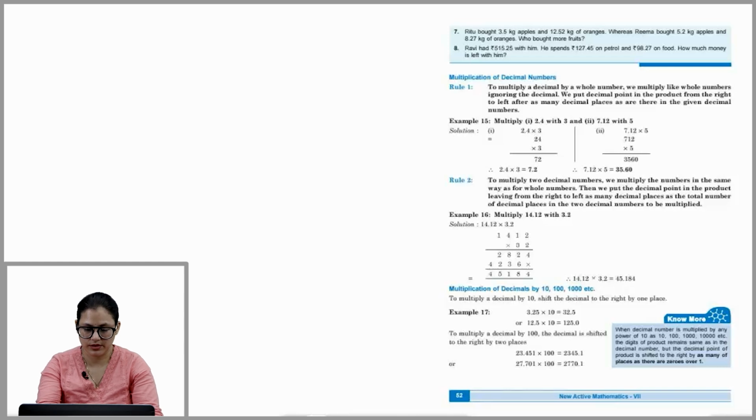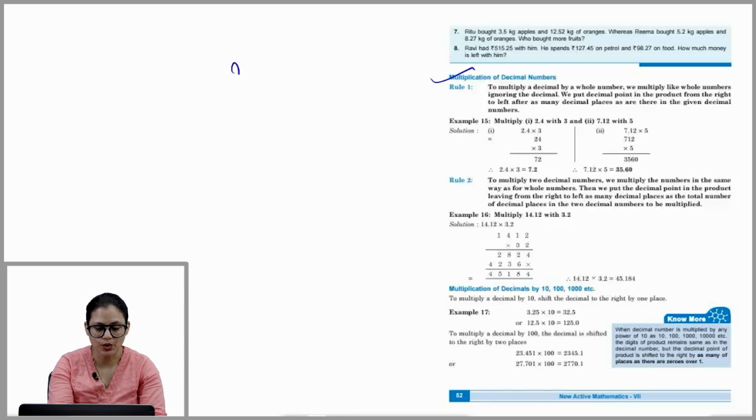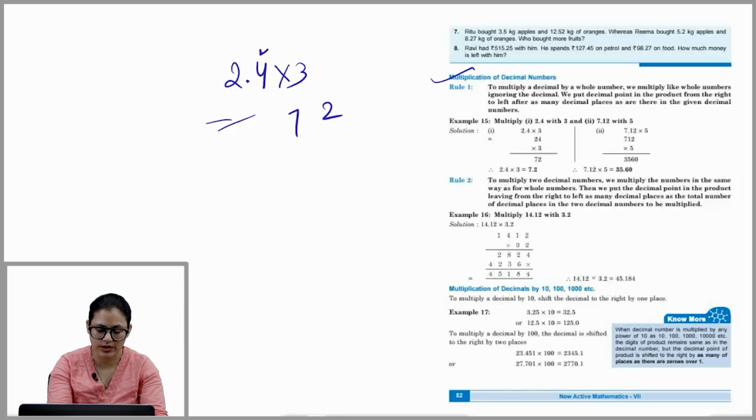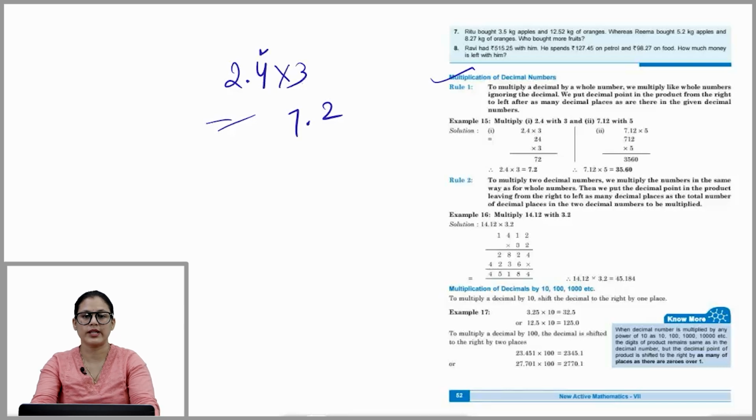Multiplication of decimal numbers. Rule 1: to multiply a decimal by a whole number, we multiply like whole numbers ignoring the decimal. We put the decimal point in the product, from right to left, after as many decimal places as there are in the given decimal number. Example: you have to multiply 2.4 by 3. Let's multiply it. 2 4s are 12, 1 carry, 3 2s are 6 plus 1 is 7, so 72. Now it's time to put the decimal. After the decimal there is 1 digit, so starting from the right you will put the decimal after 1 digit. So 7.2 is the answer.